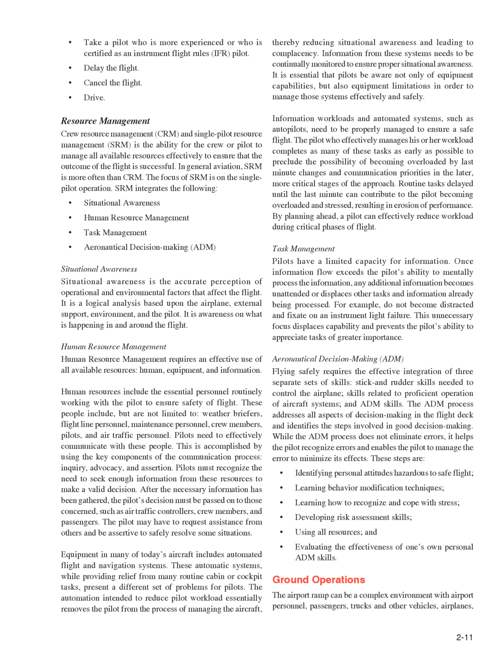Human resources include the essential personnel routinely working with the pilot to ensure safety of flight. These people include, but are not limited to, weather briefers, flight line personnel, maintenance personnel, crew members, pilots, and air traffic personnel. Pilots need to effectively communicate with these people. This is accomplished by using the key components of the communication process: inquiry, advocacy, and assertion.